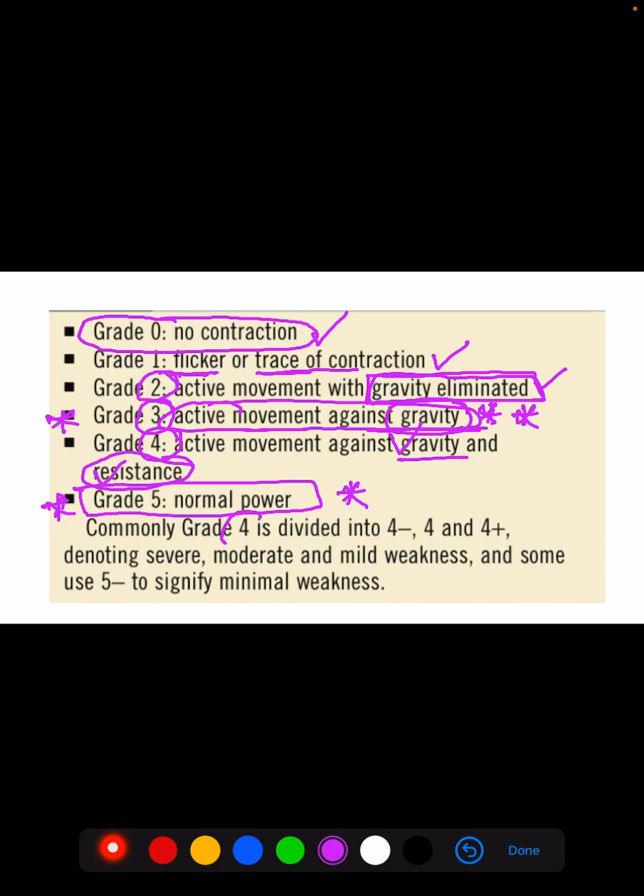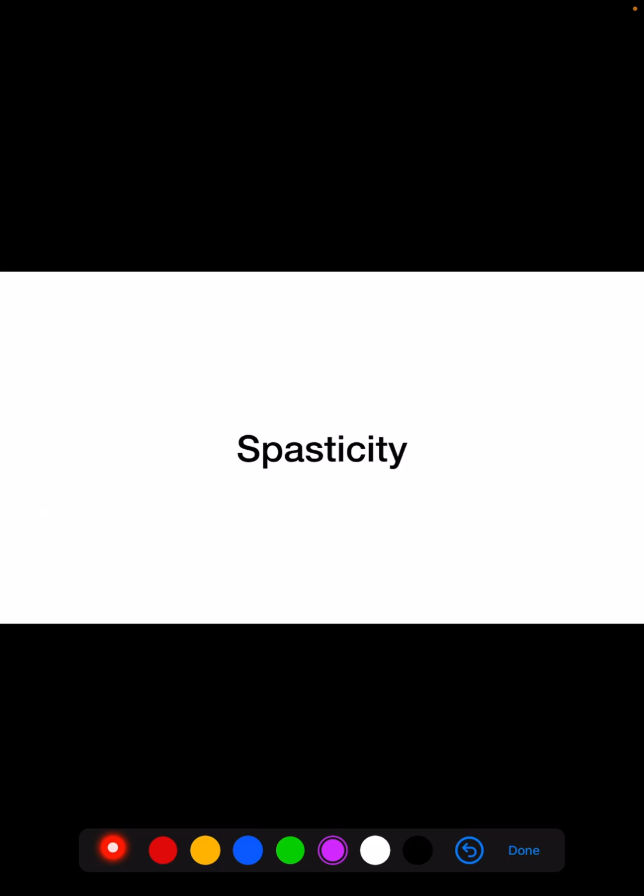Commonly grade 4 is divided into 4 minus, 4, and 4 plus. This denotes severe, moderate and mild weakness: 4 minus means severe weakness, 4 moderate, and 4 plus mild weakness. Some also use 5 minus to signify minimal weakness.